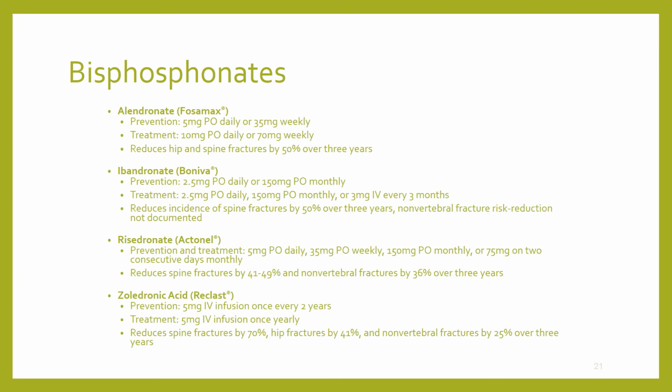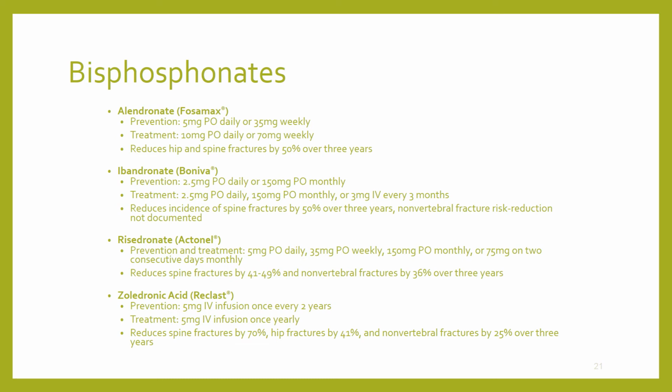Below are listed the different choices of bisphosphonates for either the prevention or the treatment of osteoporosis. You can see that the doses may vary depending on whether the indication is prevention or treatment. For alendronate, this is a weekly formulation for both prevention and treatment, and this has been shown to reduce hip and spine fractures by 50% over 3 years of treatment.